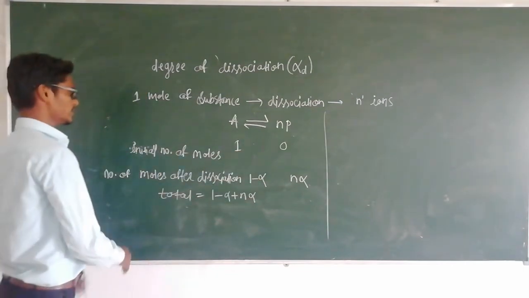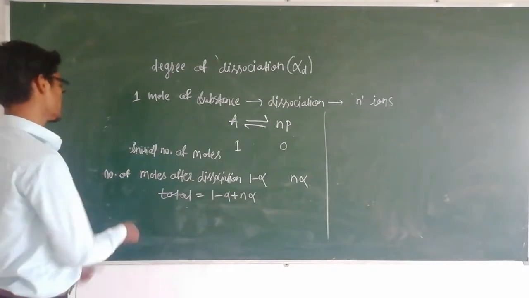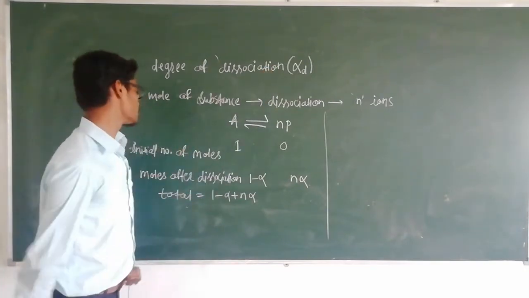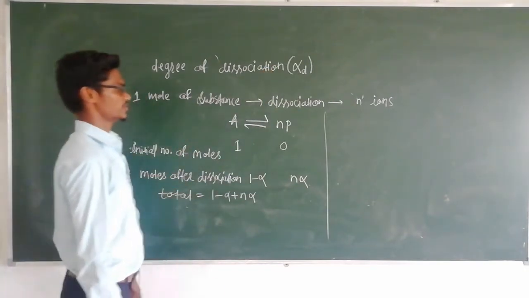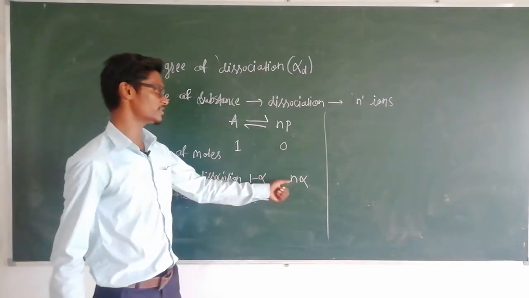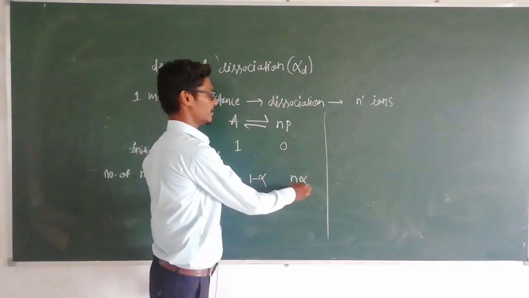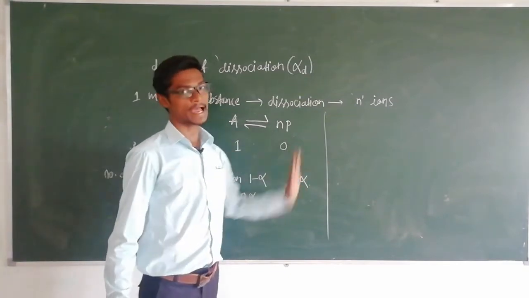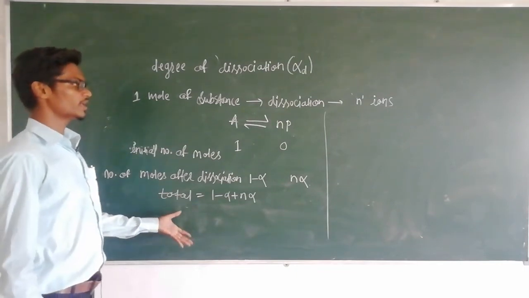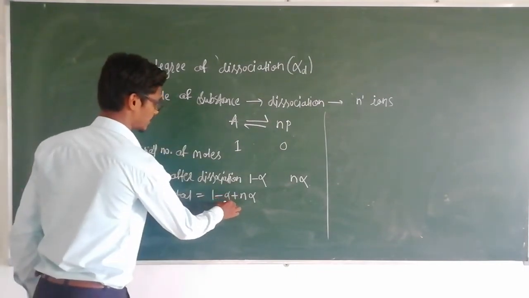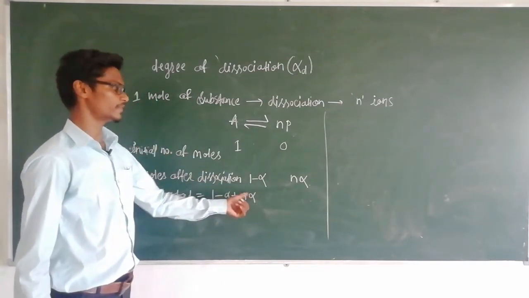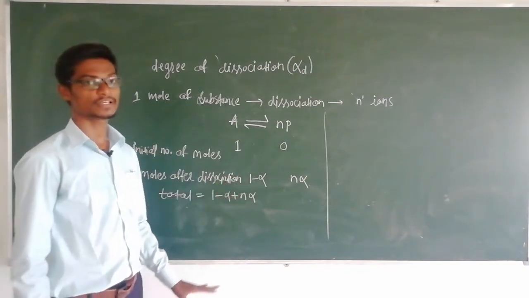But after dissociation, the number of moles after dissociation depends on the degree of dissociation, alpha. So the moles after dissociation are 1 minus alpha, and here is n alpha, for the n ions. What happens over here? The total number of ions is 1 minus alpha plus n alpha.